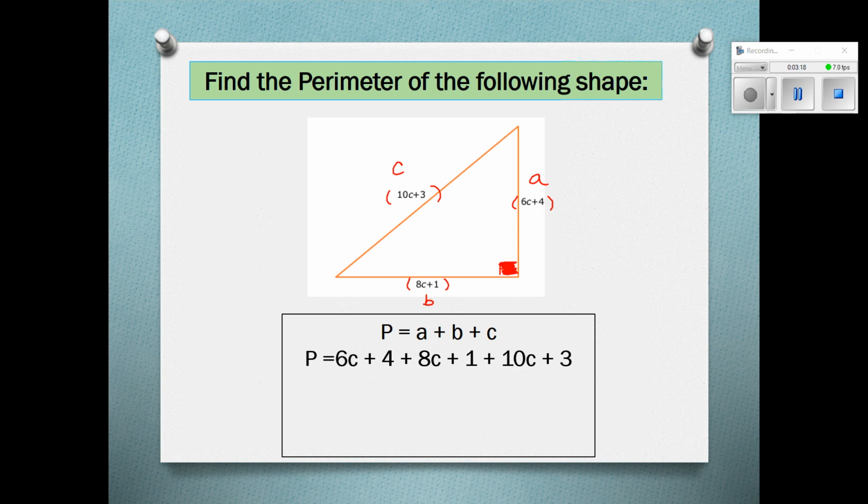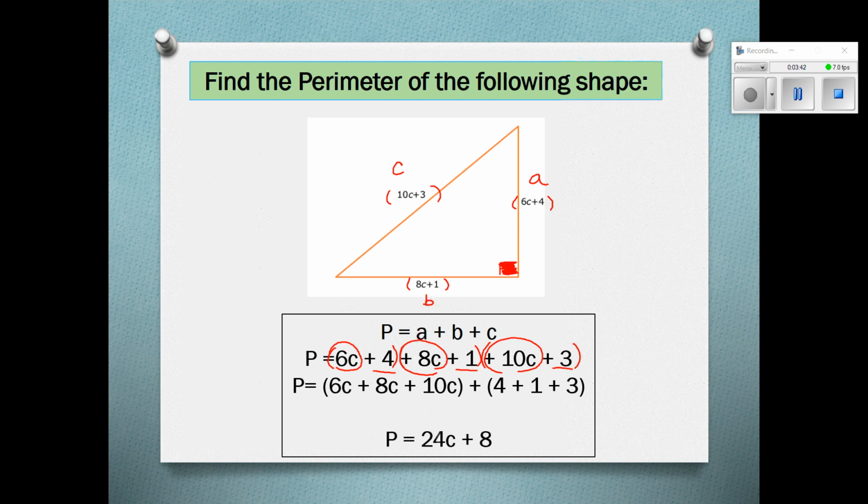So here the three are. Here's our side A, here's our side B, here's our side C. To add those together, we're going to look for like terms. So when we group together all of the C terms, we have 6C plus 8C plus 10C. We're going to combine them together. And then we're going to combine our constants together, 4 plus 1 plus 3. And when we do that, we get 24C plus 8. That's as far as we can go, and that is the perimeter of that triangle.